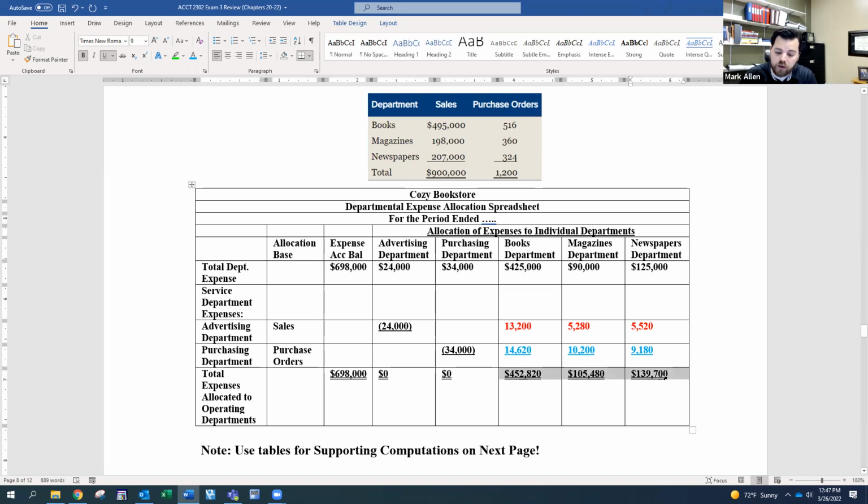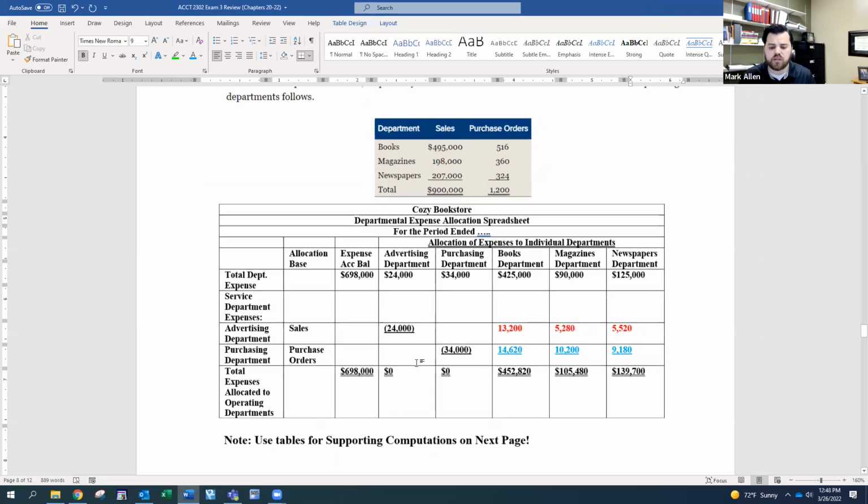And what I strongly recommend you do is take a calculator on the test if you get a question like this. What you will find is that when you add these three up, you will come out to 698. Because all you did, you had 698 here, you subtracted 24 and you added 24. You subtracted 34 and you added 34. So of course it comes back to the same overall total. Of course it does, has to.